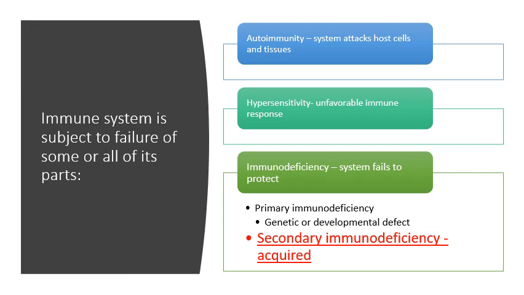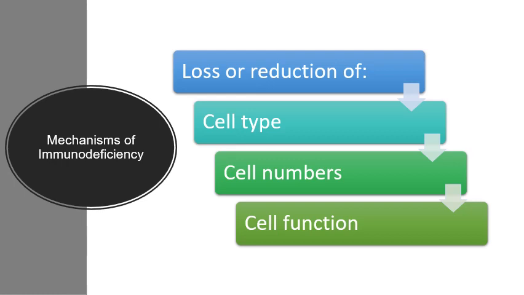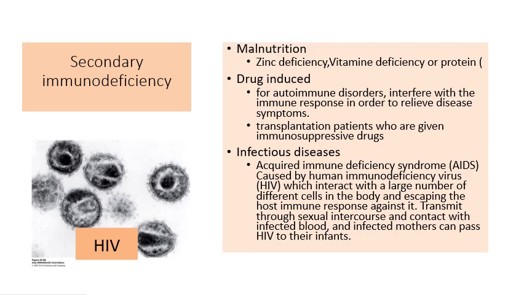In this lecture, we are going to talk about secondary immune deficiency, also known as acquired immune deficiency. It is the loss of immune function that results from exposure to external agents. These external agents include various diseases and infections, medical treatment such as with immune suppressive drugs following organ transplantation, for example, and social conditions that cause malnutrition.